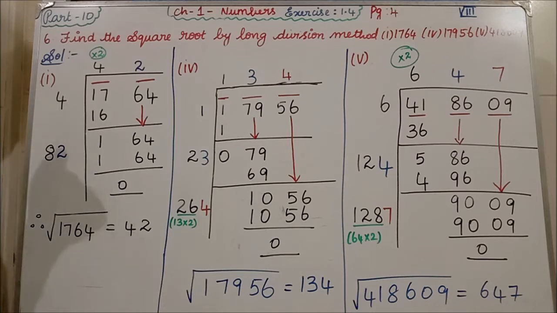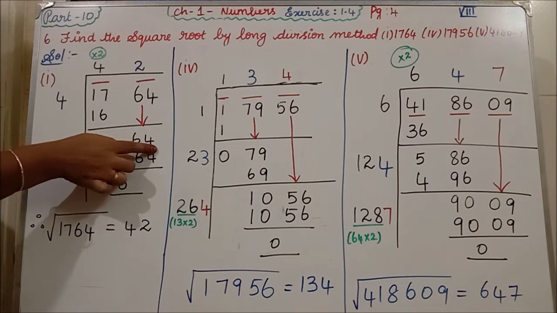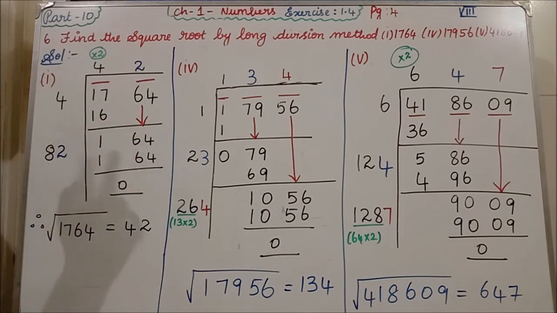Okay, now I am going to teach you the clue. See, the last digit ends with 4. So which number, if you multiply by itself, will you get 4? 2. 2 twos are 4. So write 2 here, then 2 here also. Clear? Then multiply and check.